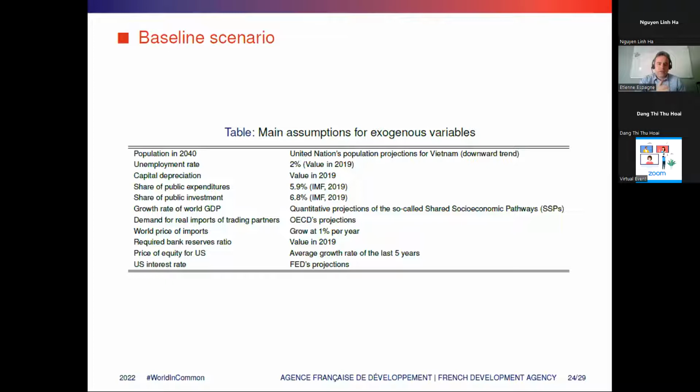We take the required bank reserves ratio at the value of 2019, and for the price of equity of the rest of the world, we use the US price and make the hypothesis of an average growth rate of the last 5 years. And we take the US interest rate; for the US interest rate, we take the Fed's projections. So you have a whole list in the model of exogenous variables where you have to make some prospective hypothesis to build a baseline scenario.